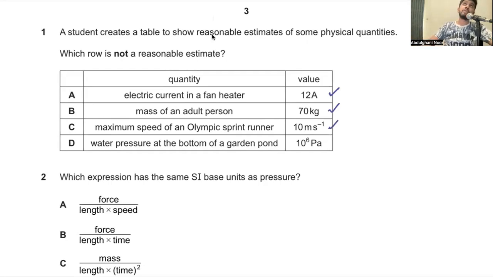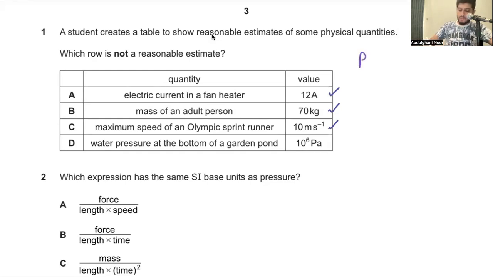You can take the time it takes for Usain Bolt to complete 100 meters, and that would give you a good estimate of the average speed, and hence you can find out the maximum speed, which will be around 9.5 to 10 meters per second. Water pressure at the bottom of a garden pond, and that says 10 to the power 6 pascals. So my question to you is, if you were to talk about the pond in a garden, what would be the depth of that pond?